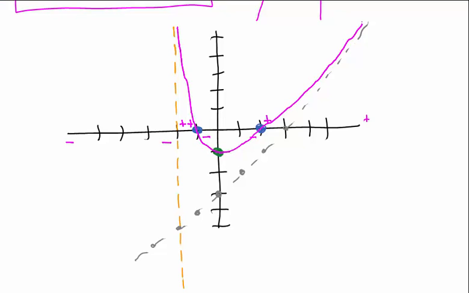Notice that perfectly follows the asymptotes. It perfectly follows the positive negatives. It also goes through all the points. That matches everything.